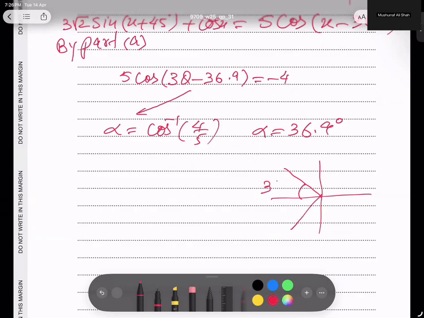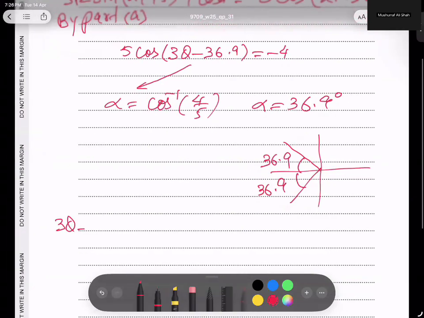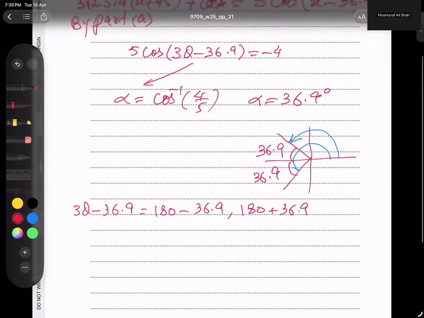This angle 36.9 and this angle 36.9 I got from here. Now I'll bring this whole angle down, which is 3 theta minus 36.9, equal to the first angle, 180 minus this. Second is 180 plus, so I'm getting 180 plus 36.9. Now this angle will be added in both, then divide by 3. So let's see what the answers turn out to be.